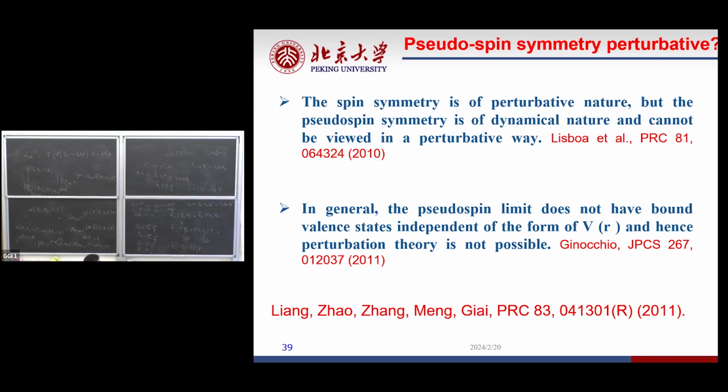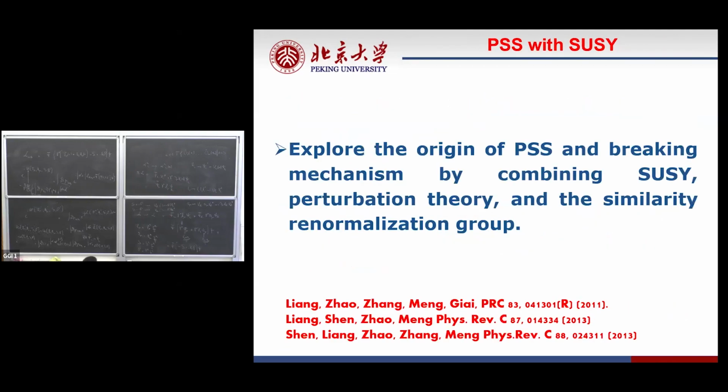So then one of my students, not only one, but two or three, tried to understand whether this pseudo-spin symmetry could be perturbative. The thing is so easy because they adopted the idea of explaining the pseudo-spin symmetry breaking by combining supersymmetry, perturbation theory, and the similarity renormalization group.